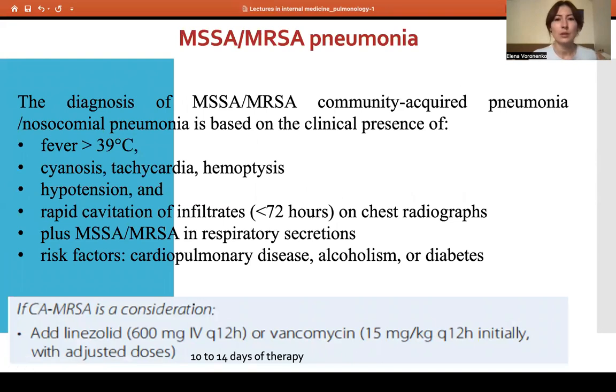The diagnosis of MSSA community-acquired pneumonia is based on the clinical presence of fever more than 39, cyanosis, tachycardia, hemoptysis, hypotension, rapid cavitation of infiltrates on chest radiographs, plus MSSA in respiratory secretions, and risk factors: cardiopulmonary disease, alcoholism, or diabetes.